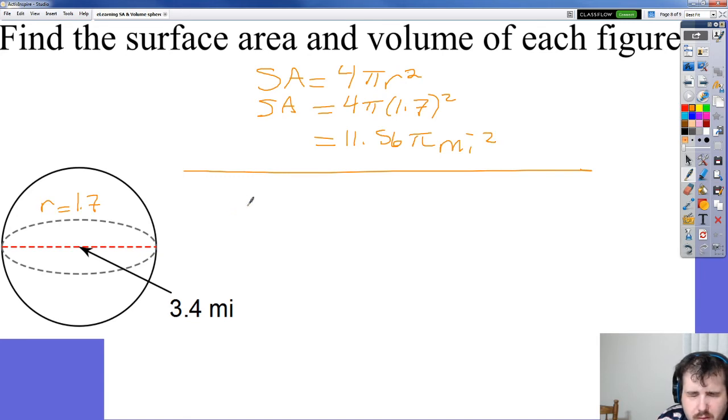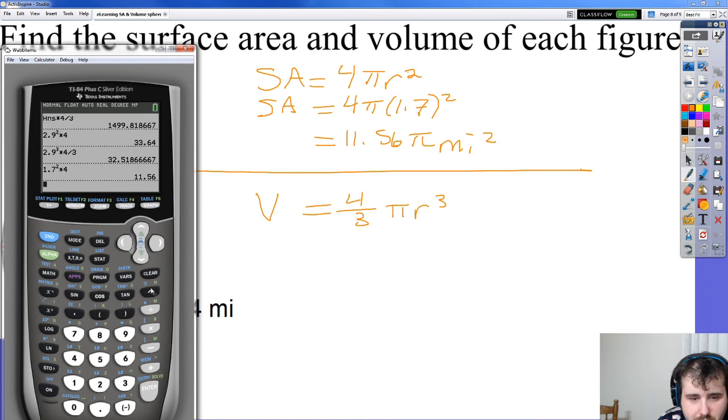We want the volume now, which is why I wrote SA, but I really wanted to write V, volume, 4/3 pi r cubed. So we're going to do the 1.7 cubed. And then we're going to times 4 and divide by 3. And here I get 6.5506 repeating.